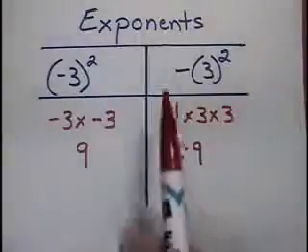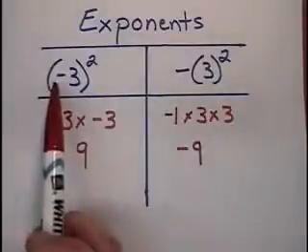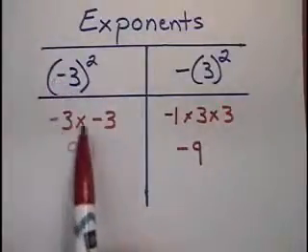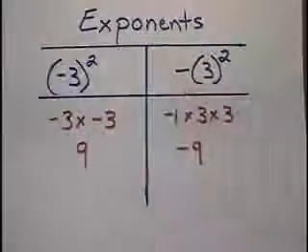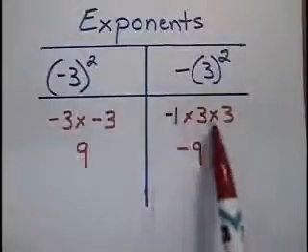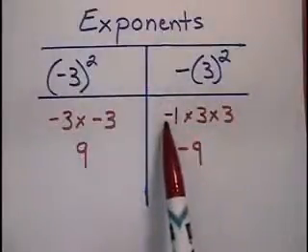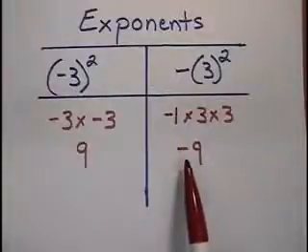Pay attention to the minus sign. If it's included inside the parentheses, you use it when you evaluate the exponent. If it is not contained inside the parentheses, you do not use it when evaluating the exponent, but rather multiply the value by -1 at the end.